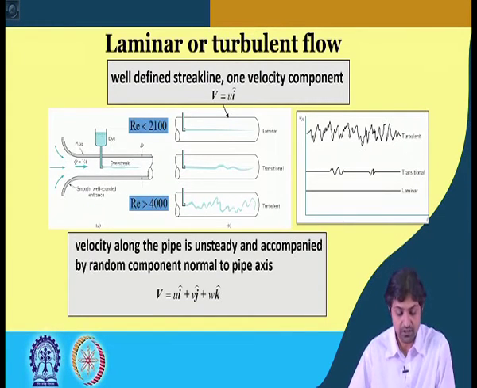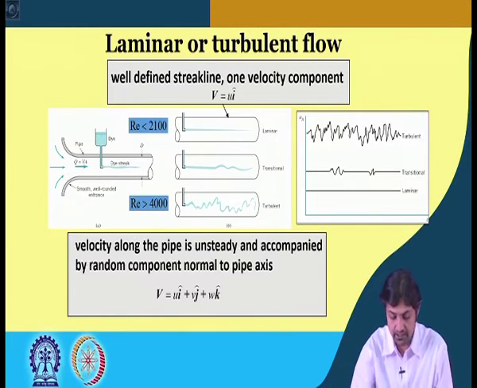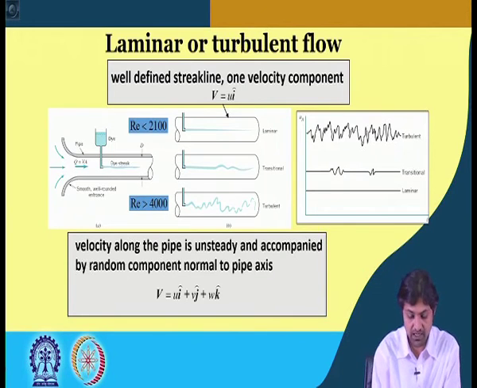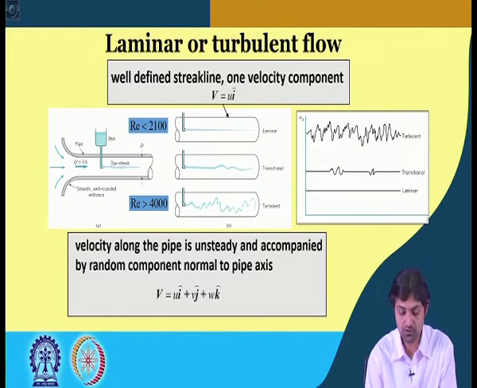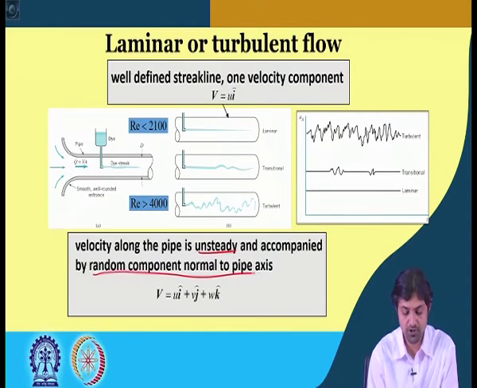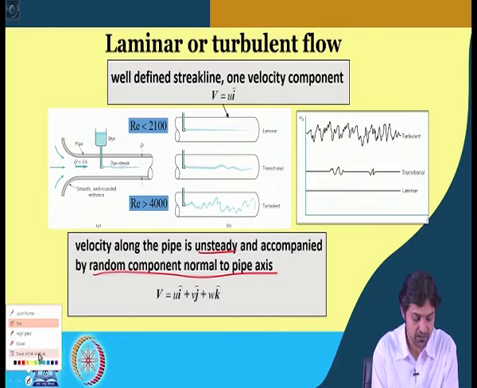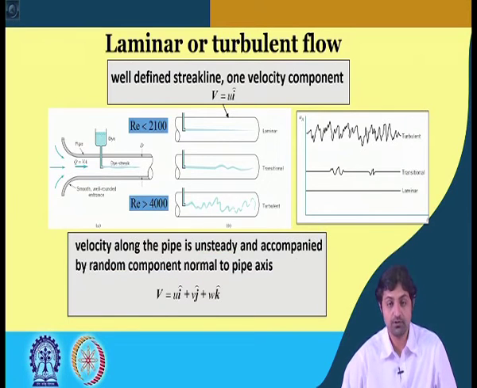Whereas in the turbulent flow, the velocity along the pipe is unsteady, and it is accompanied by random components normal to the pipe axis. So first of all, it's unsteady and it is accompanied by random components normal to the pipe axis, and the velocity will be the sum of velocities in all three directions, that is u i cap plus v j cap plus w k cap. That is an important property of the turbulent flow.